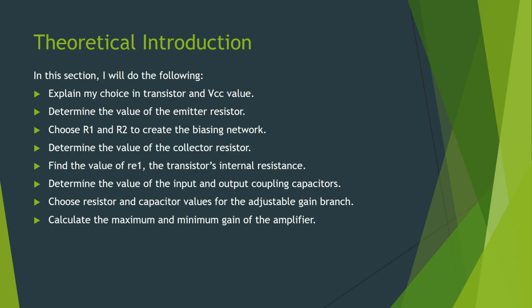This is an adjustable gain amplifier, which means that we have a branch in the emitter, in parallel with the emitter resistor, that has a capacitor and a resistor, or a potentiometer rather. Tuning the potentiometer basically allows us to have gain values much larger than our minimum gain, but much less stable to variations in beta. And finally, we're going to calculate the maximum and minimum gain of the amplifier.